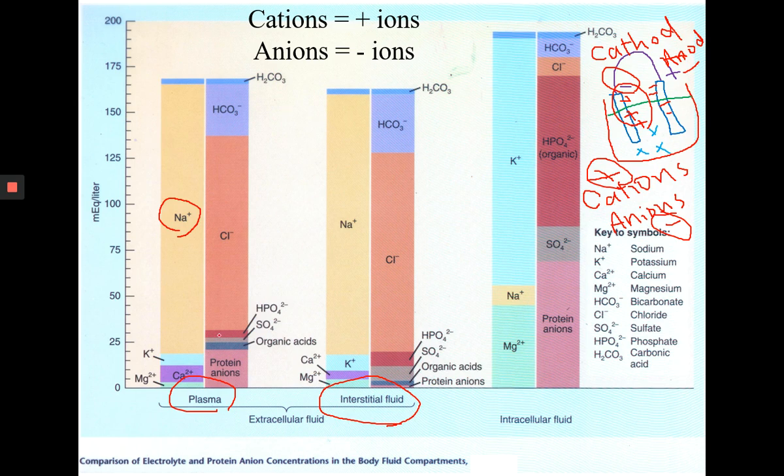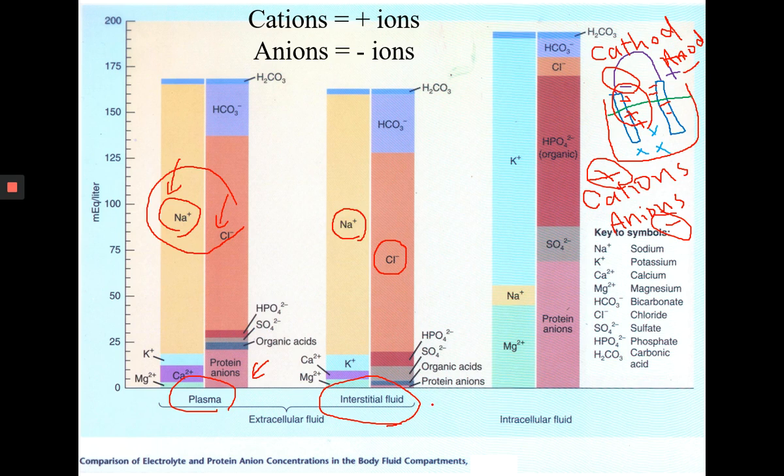So as you see here in the extracellular fluid the main cation is sodium. The main anion is chloride. This is the main, and the osmolality of the extracellular fluid depends on what? Depends on sodium chloride. Now, in the interstitial also, the main cation is sodium, and the main anion is chloride. What is the difference between interstitial and plasma? Plasma protein, as you see here. The plasma has more proteins.